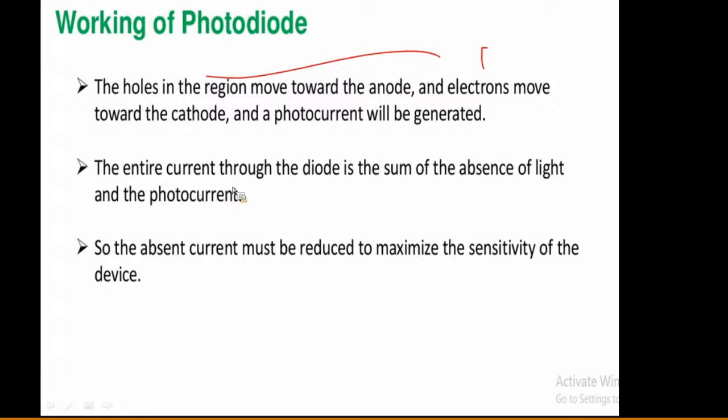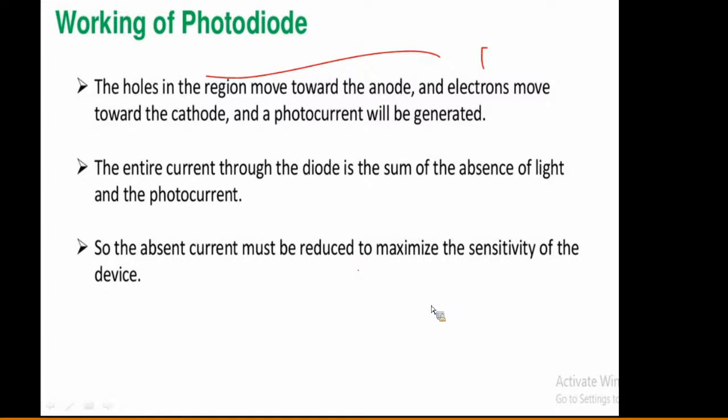The entire current through the diode is the sum of the current in absence of light and the photocurrent. So in absence of light, whatever barrier potential and current is there, that is added. In presence of light, that is the complete current you have. The absent-light current must be reduced to maximize the sensitivity of the device. That means if current is there in absence of light, ultimately that current is added to the basic light current.